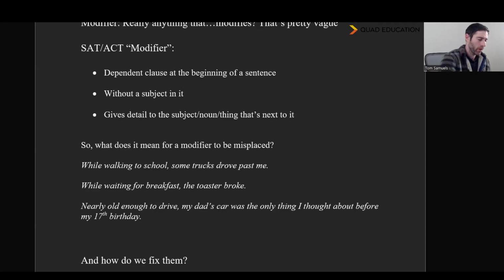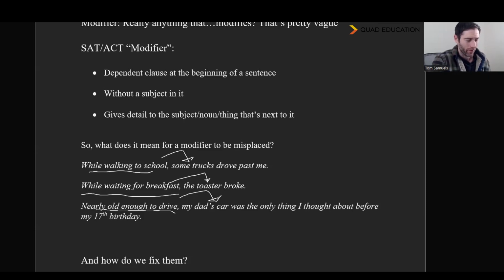Fix these. So like we said, we have "while walking to school," and we don't want our trucks to be walking to school. And in our second example, "while waiting for breakfast," the toaster doesn't wait for breakfast, it makes breakfast and it can't eat. And finally, "while nearly old enough to drive my dad's car." You can have a 15-year-old car that's technically nearly old enough to drive, but that's not the point here. We're saying that the person who's about to turn 17 is almost old enough to drive. And that's why it's misplaced in that case as well.